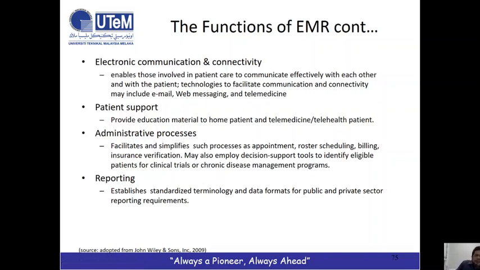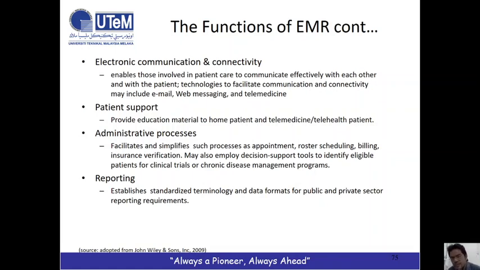Another function of the EMR is to be used as a tool for administrative processes. It facilitates and simplifies processes such as appointments, roster scheduling, billing, and insurance verification, and it also employs decision support tools to identify patients eligible for clinical trials or chronic disease management programs. And lastly, not least, the EMR provides reports, establishing standard terminology and data formats for public and private sector reporting requirements, statistics, research reports, and so on.